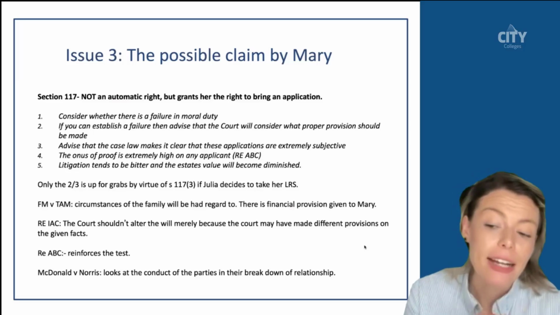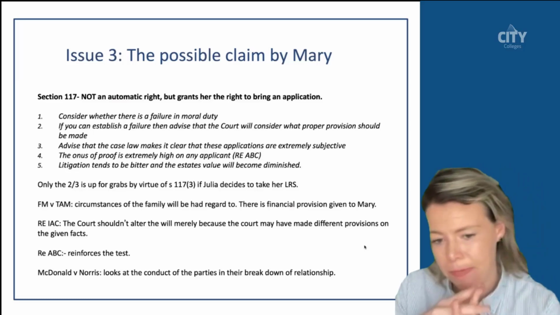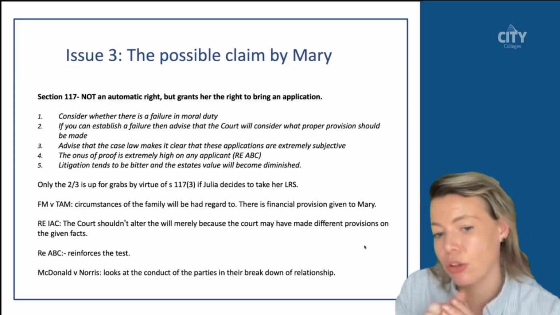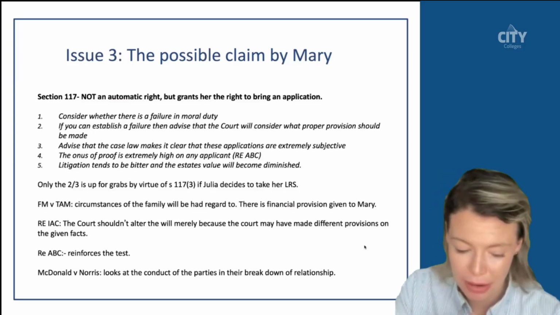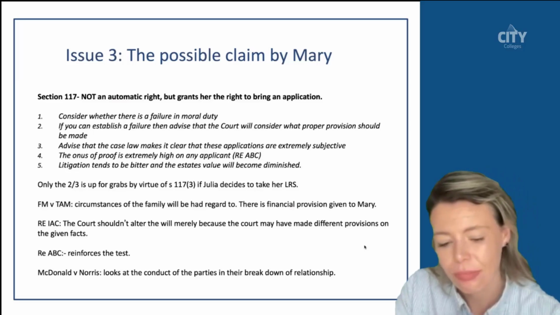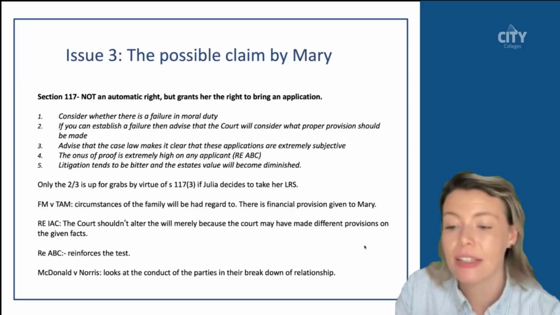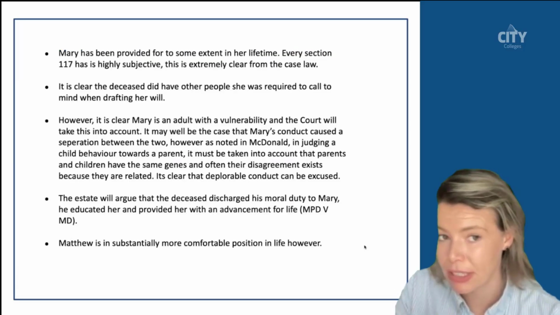The difficulty here in that decision, in that line of thinking, is her brother is very wealthy. Her brother has less need for provision from the estate. They seem to have had a poor relationship, the deceased and Mary, but MacDonald and Norris looks at the conduct of the parties and makes very interesting comments about how often fighting children with their parents is because they are from the same genetic background, and that is why they are fighting. ABC deceit is obviously really important because it enforces the entire test, and there are plenty of different elements of ABC deceit that you could have taken from that to apply to Mary's case.